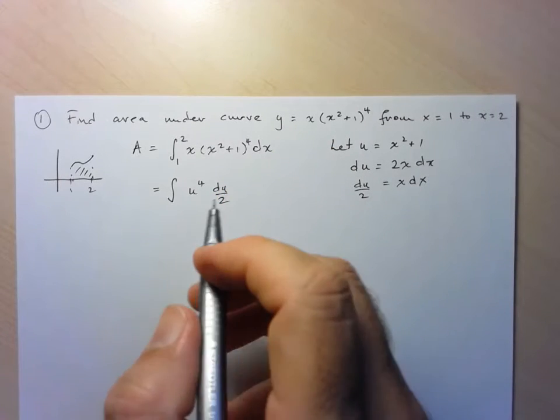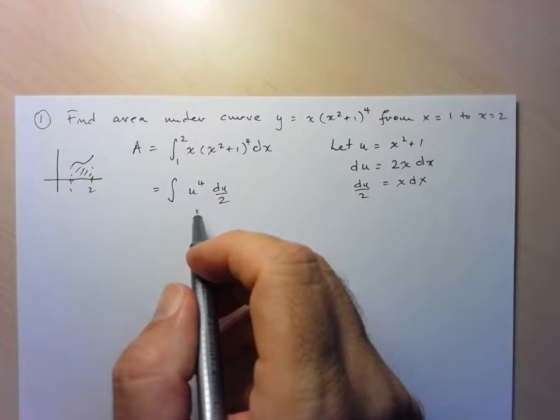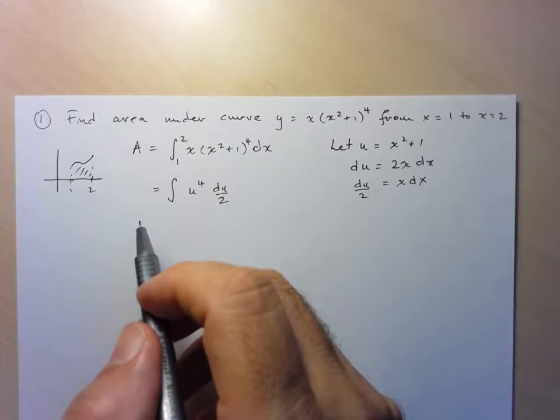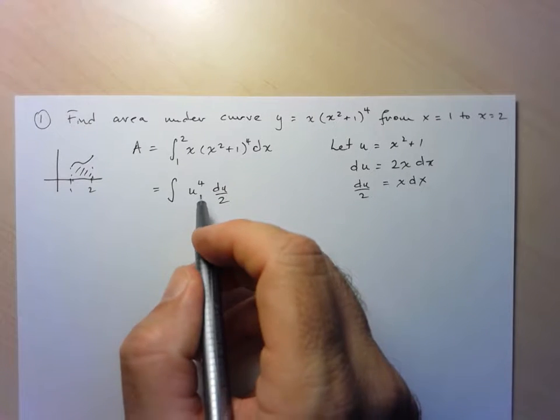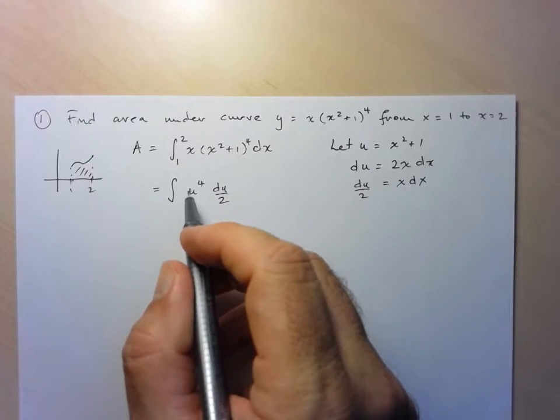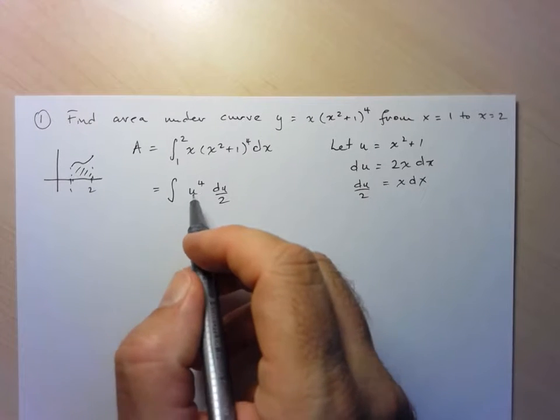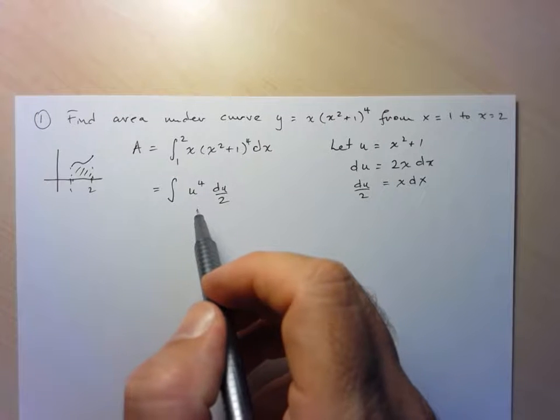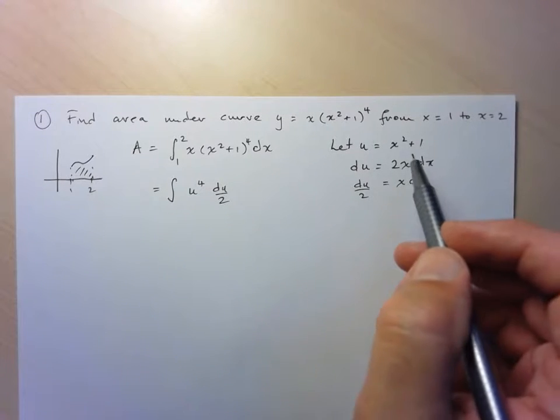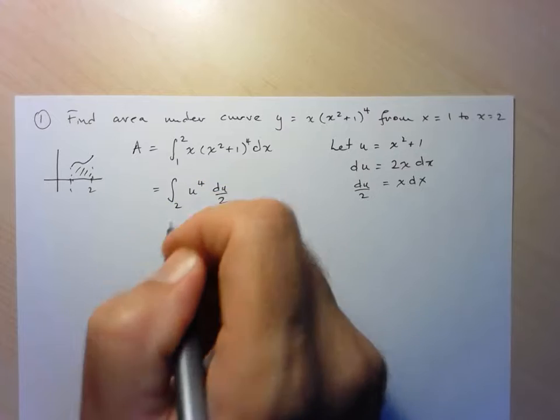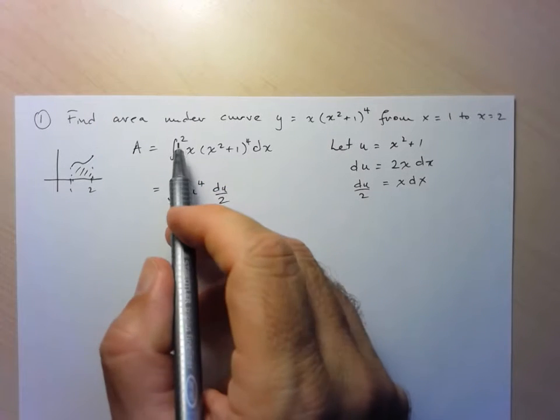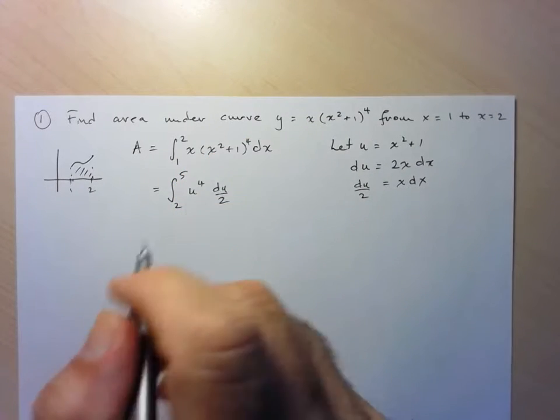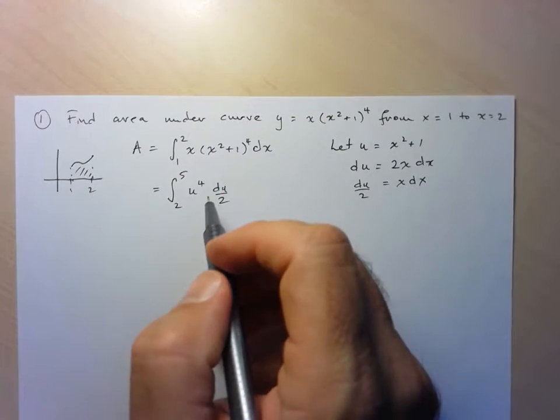Okay, now this is where we have to make a decision. We either change the indices of integration to u values and then work with this function, or we can just keep the 1 and 2 and at the end replace the u's by the x's. But I think it's quite easy here to just change these into u values, so that's what I'm going to do. So when x is equal to 1, u is equal to 1 squared plus 1 is 2. Okay, and when x is equal to 2, u is equal to 2 squared, 4, plus 1 is 5. Okay, so I've completely changed this over from an integral in x to an integral in u.